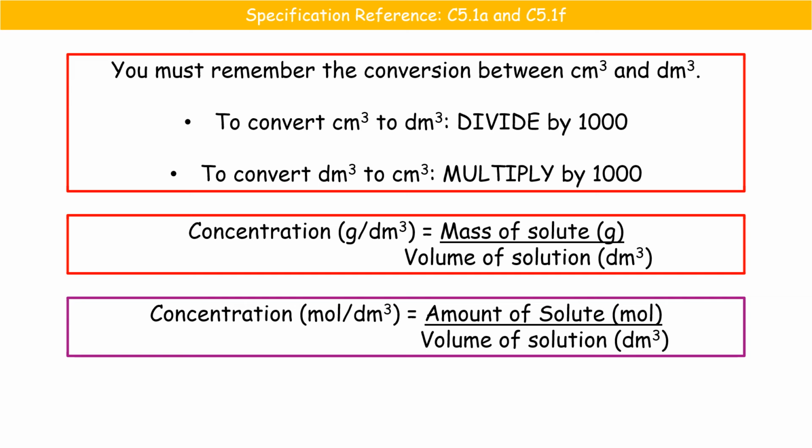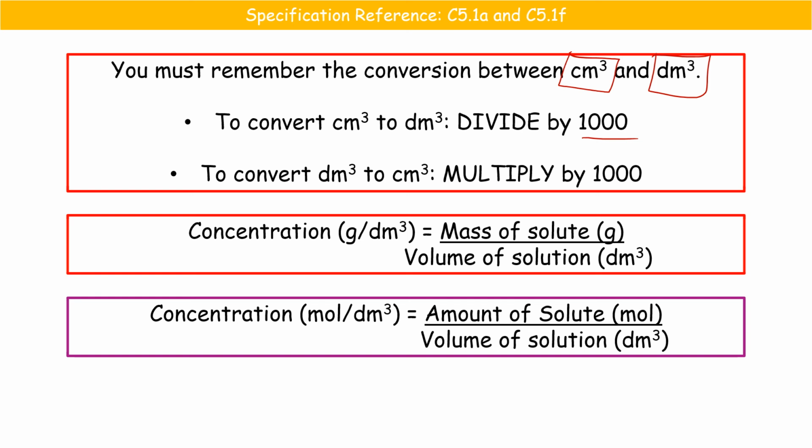We do have a couple more calculations to go in this booster. We're going to have a look at concentration. Now, concentration could be expressed as grams per decimeter cubed or moles per decimeter cubed. First thing, if we're looking at one of these calculations, chances are they're going to give you a volume in centimeters cubed. We need it in decimeters cubed. So to convert your centimeters cubed to decimeters cubed, divide by 1000 first of all.